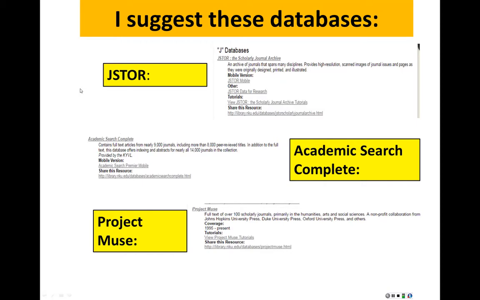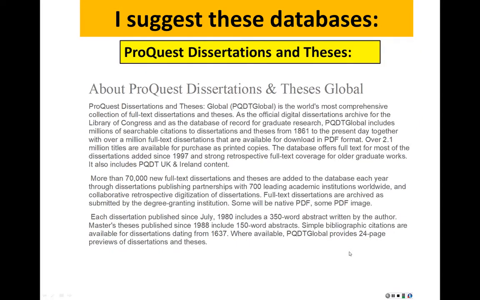And so under the J databases, you would find JSTOR, which I highly recommend. It's an archive of journals that spans many disciplines, including history, and it provides high-resolution scanned images, which you can download of journal articles, etc., into PDFs and have available for your research and your writing. A similar research database for journals, for nearly 9,000 journals, in fact, is called Academic Search Complete. And one for over 100 scholarly journals coming from some of the major university presses in America is called, as we refer to, Project Muse.